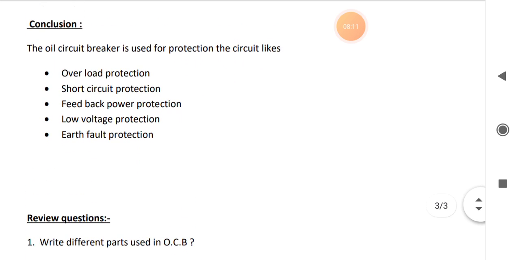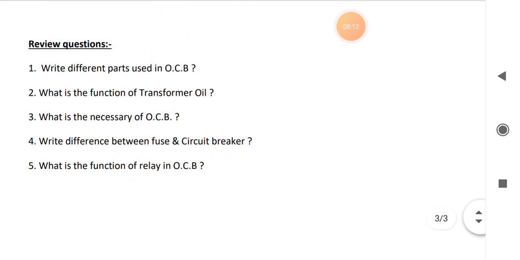So on the basis of your reading, we will also solve some questions. Write different parts used in an oil circuit breaker. What is the function of transformer oil? What is the necessity of oil circuit breaker? Write the difference between fuse and circuit breaker. What is the function of relay in oil circuit breaker?